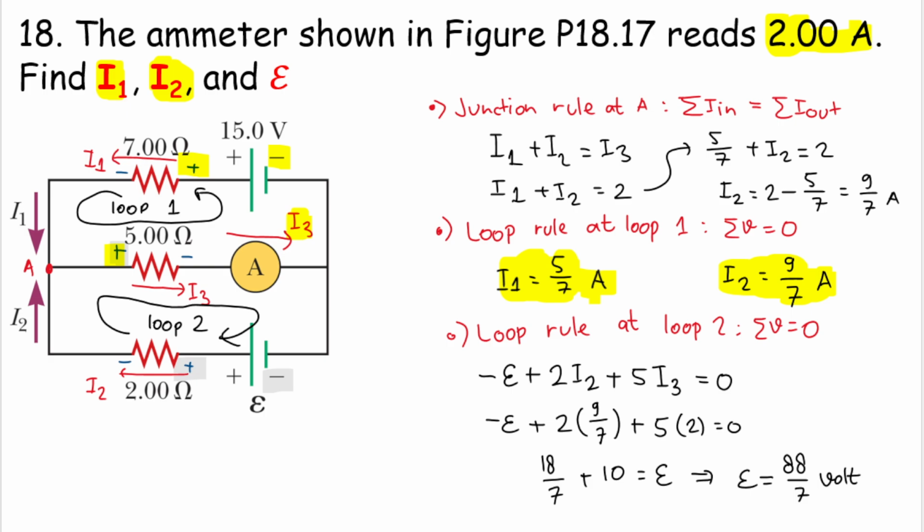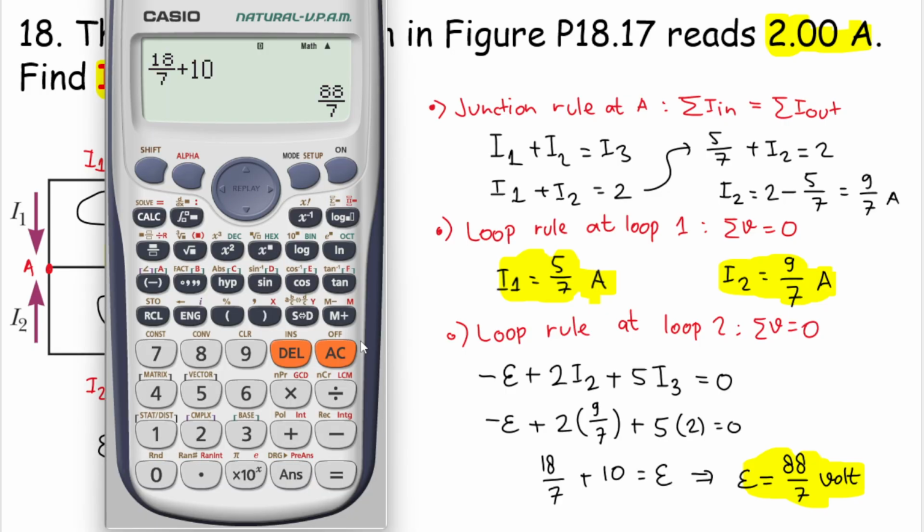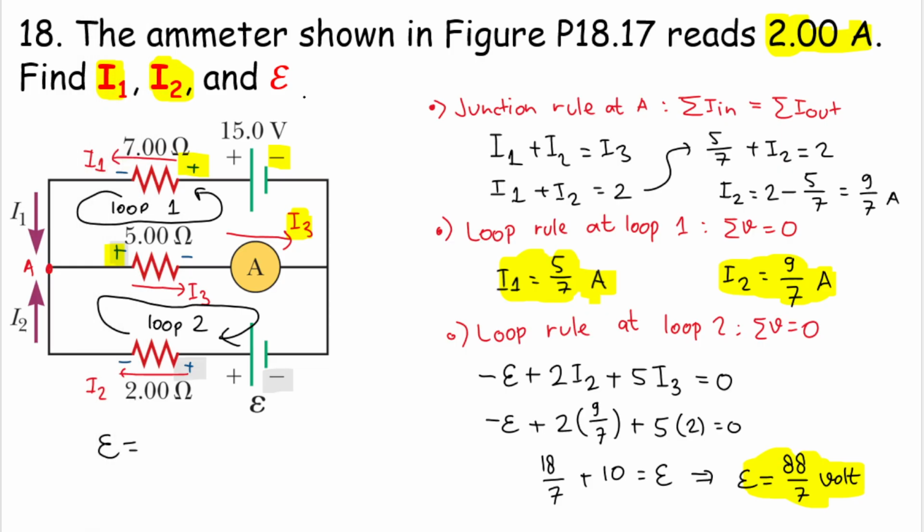88 over 7, and the unit here will be in volt. Good, and I think that is the answer for this question. E is 88 over 7 volt, but I think it's better to write it in decimal, right? So I will have E here. That will equal 12.57. Okay, 12.57 volt.